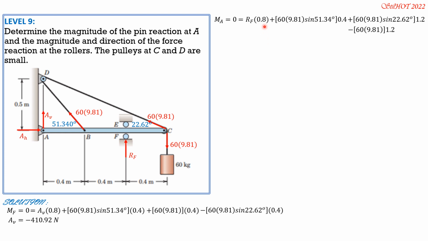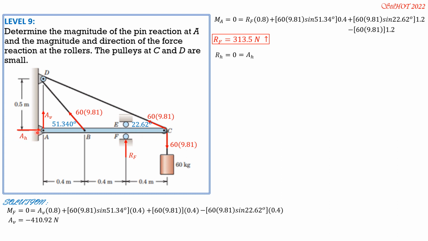So only RF is unknown here. Solving for RF is positive, so therefore it's upward, and that's the direction and magnitude of RF. Finally, for AH, we set the sum of horizontal components of reaction equal to 0, considering this free body diagram.